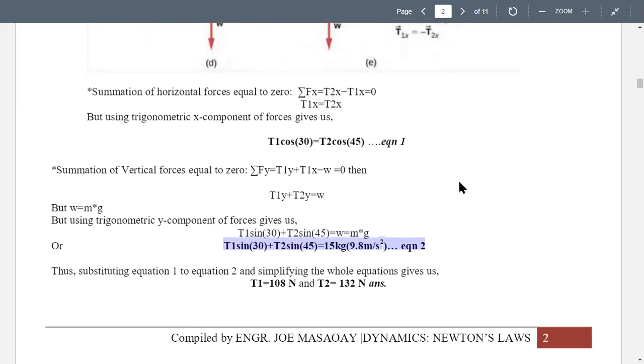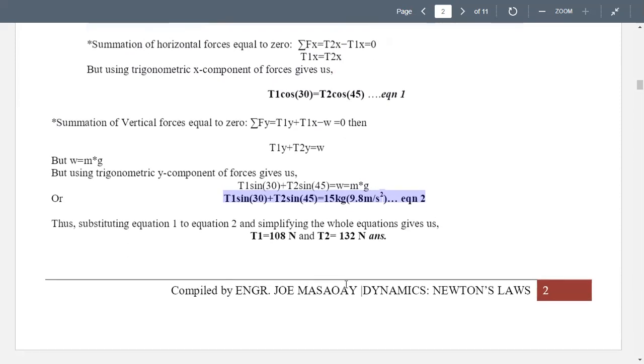Now, to further simplify, we substitute the first equation, T1 is equal to T2 multiplied by cosine 45 degrees all over cosine 30 degrees, into the second equation. This gives us values of T1 equal to 108 newtons and T2 equal to 132 newtons. This is substituting the first equation into the second equation and simplifying the whole equations.